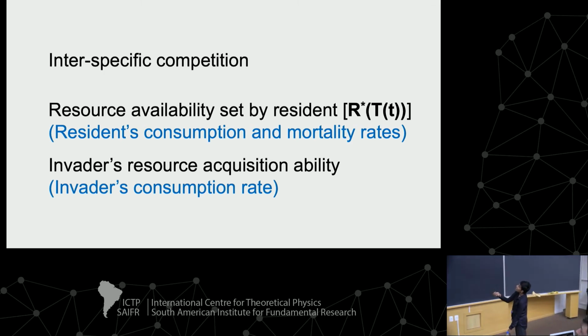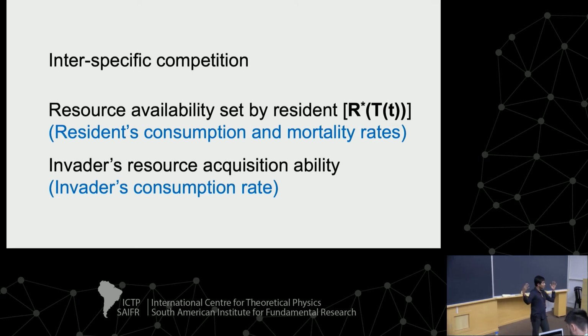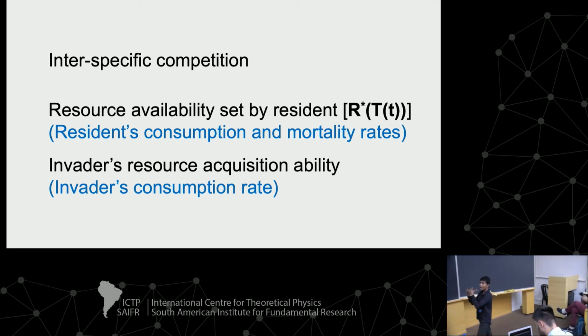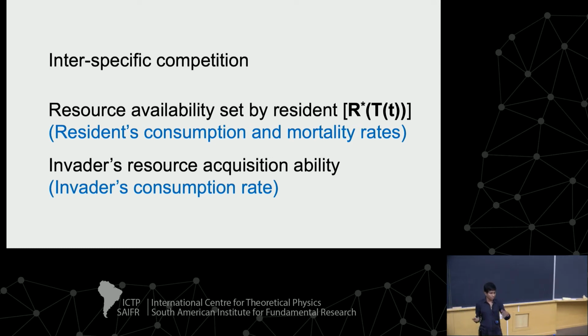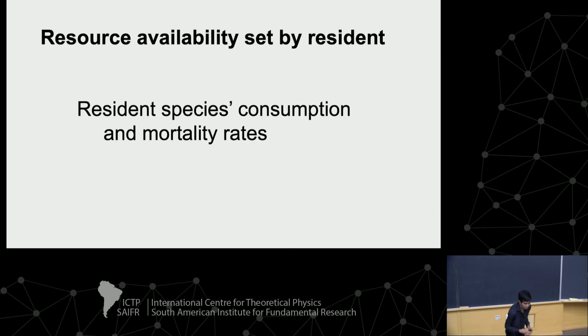Interspecific competition is determined by two things. Remember, it's the resource availability set by the resident, its time varying R star, which depends on the resident's consumption and mortality rates, and the invader's resource acquisition rate, which is the invader's consumption rate. So now we want to see how the interplay between those matter to determine the strength of interspecific competition.